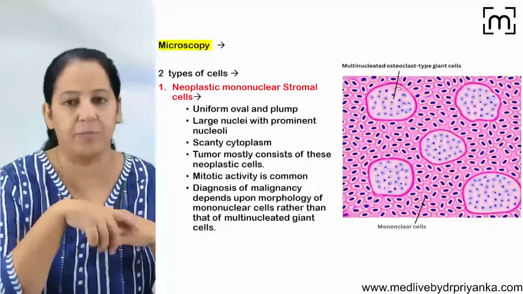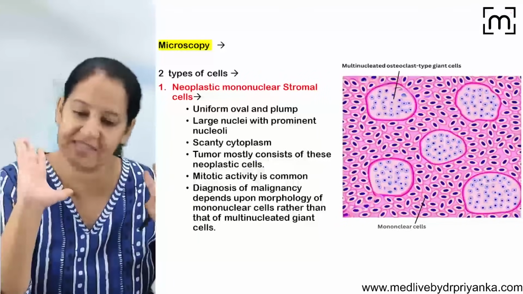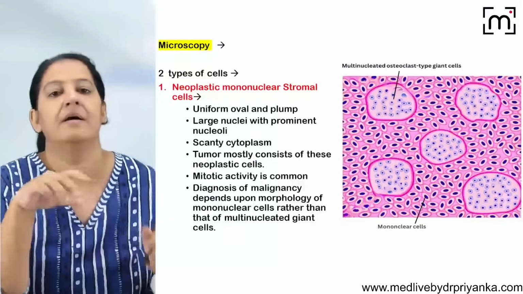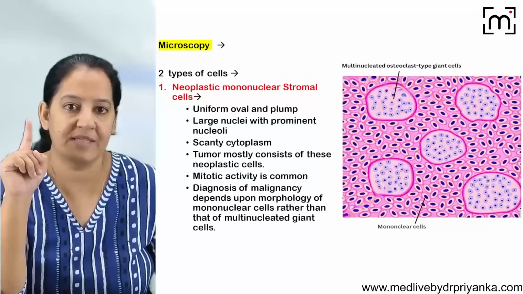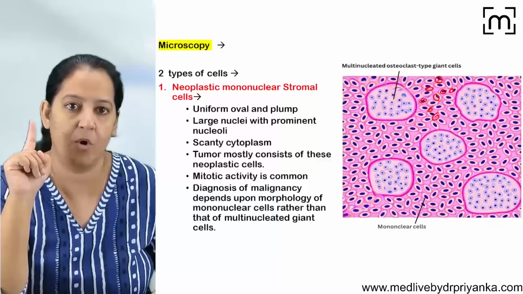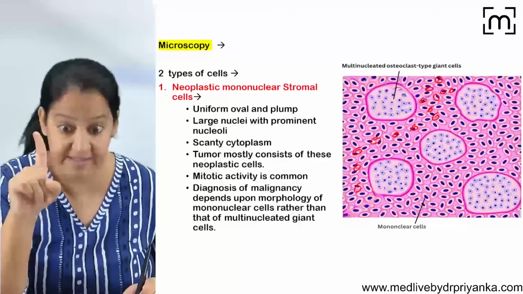Now coming to the microscopy, again we see two types of cells. See the image. Don't read the description, see the image. In the image, you can see two types of cells. What are the two types of cells? You can see these all are mononuclear cells. Neoplastic cells are mononuclear cells. These are tumor cells. All of them are neoplastic stromal mononuclear cells, one nucleus.